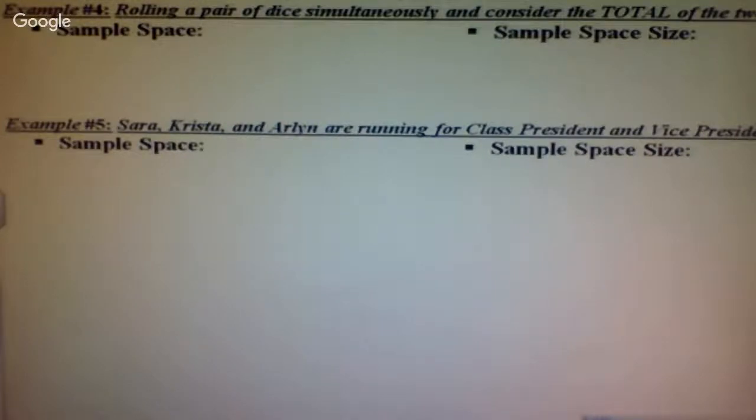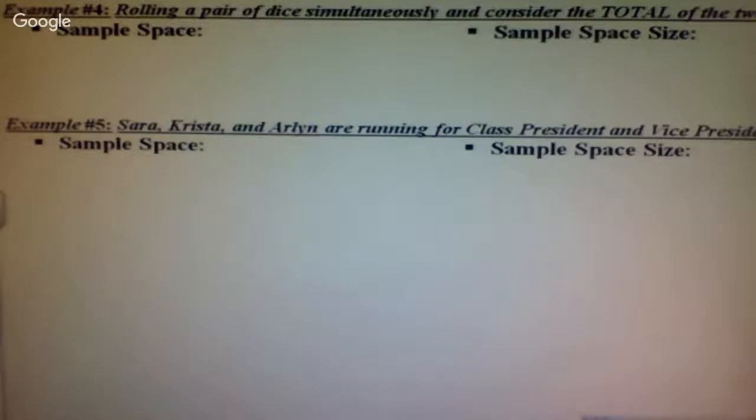Rolling a pair of dice simultaneously and considering the total of the 2 dice. I don't care what's on them. I care about what they add up to. What does my sample space look like? What can my total come out to be?